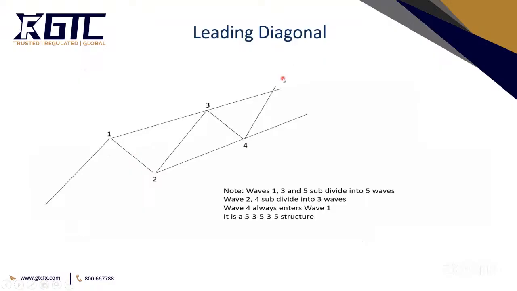The only difference here is wave 4 enters the territory of wave 1 always, unlike the impulse wave. But the subdivisions of 1, 3, and 5 are again 5, and the subdivisions of 2 and 4 are 3 waves. So it becomes a 5-3-5-3-5 structure, which is normally a motive structure. All right. So please don't worry if it's going a bit faster. We have done this last Tuesday. That's why I'm going a bit fast.